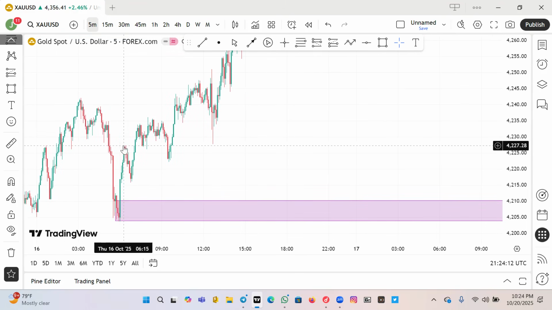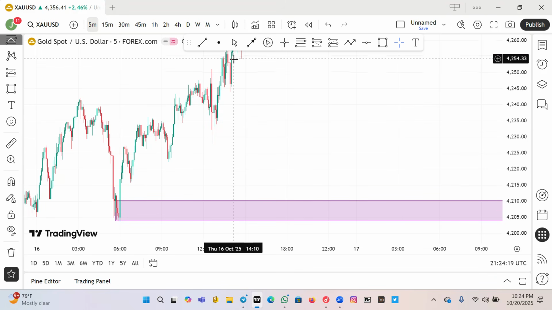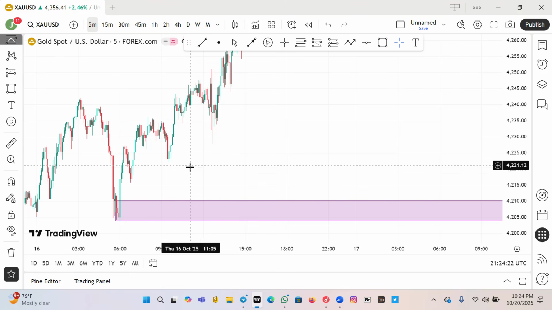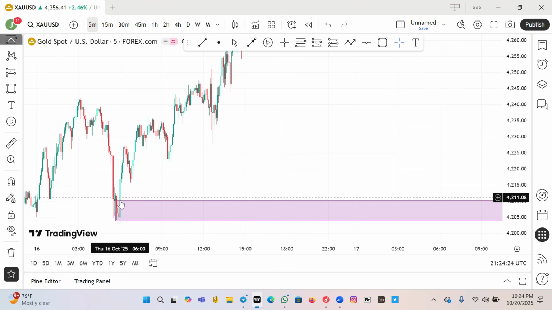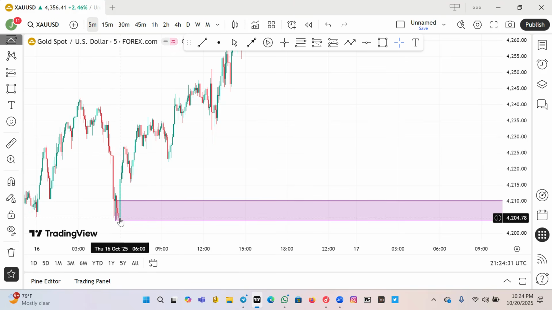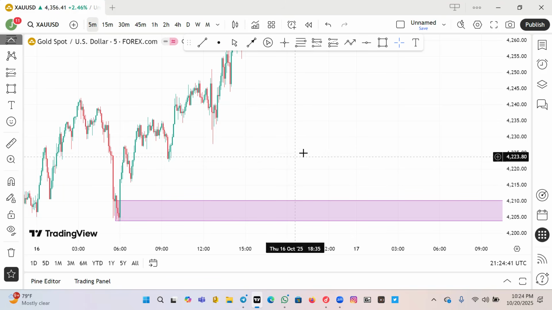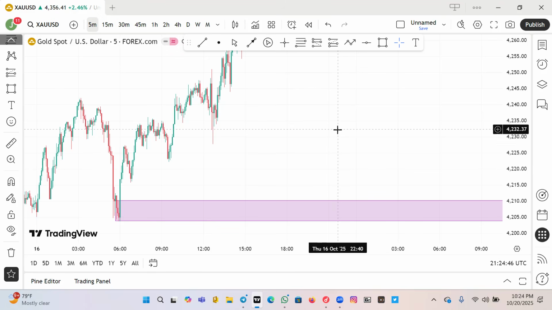I said that the impulsive moves are these green candles pushing to the upside. Now, your order block is that first red candle before the impulsive move. Now, if the order block for an uptrend is a red candle, what do you think the order block for a downtrend would be? It would be the opposite candle, which is the green candle.